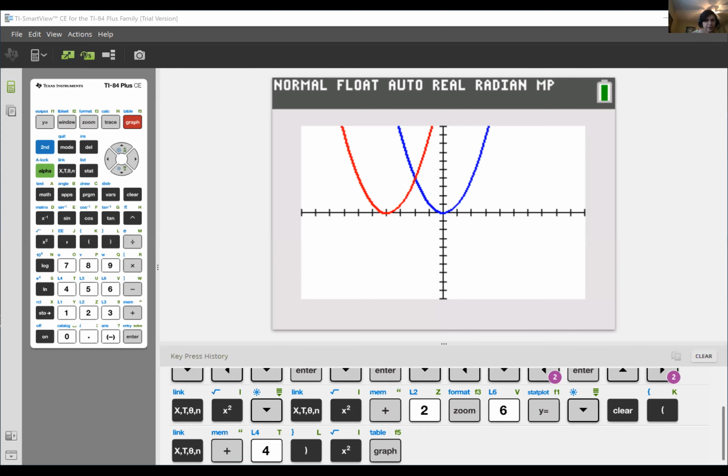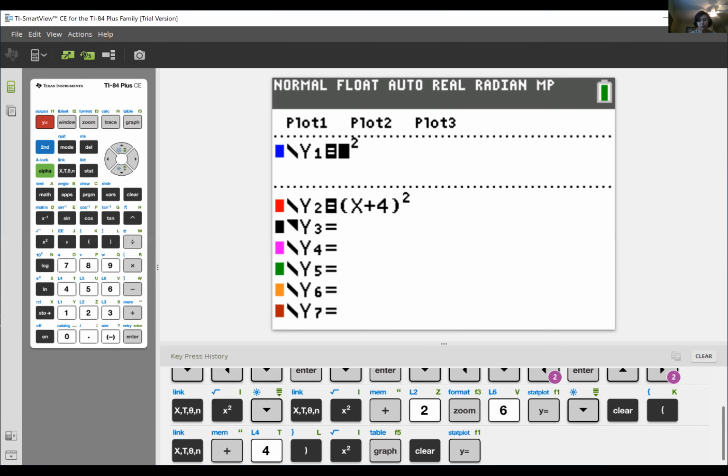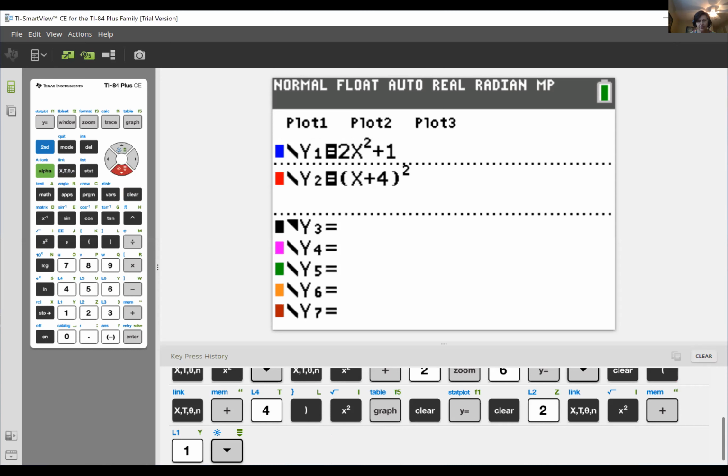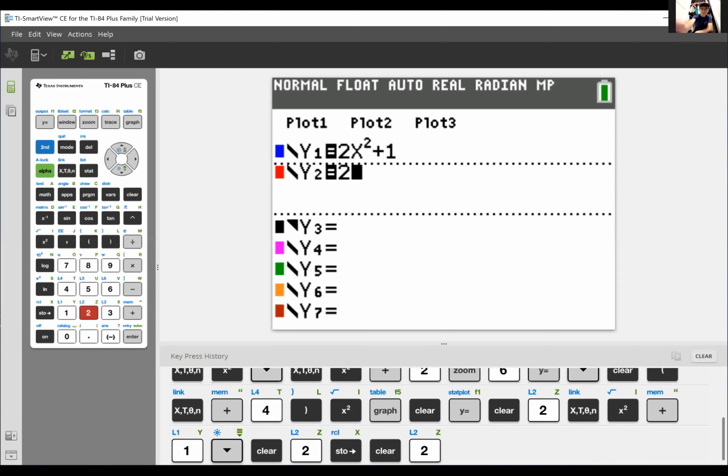All right. And so in our Y1, we're going to put what? Was it 2x squared plus 1? What's our equation? Come on, guys. Y'all help me out. And 2x plus 12. Oops, hang on. 2x plus 12.